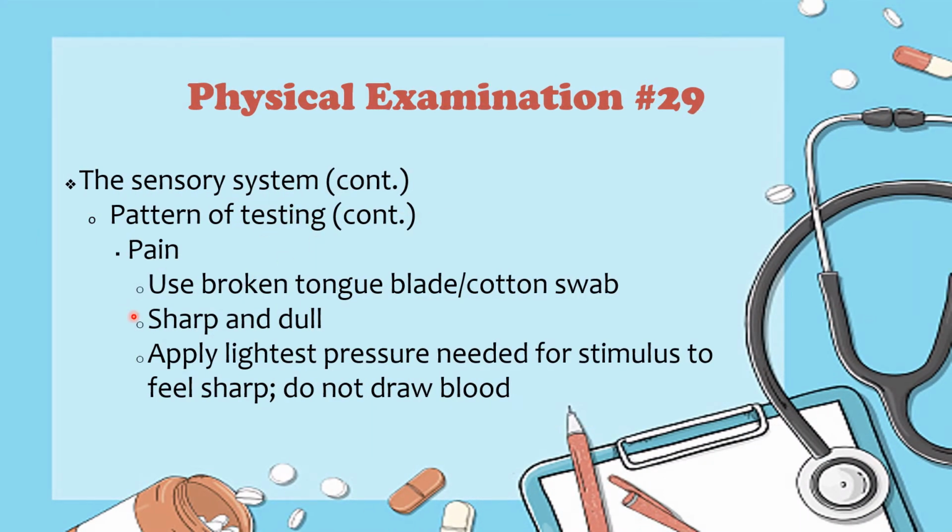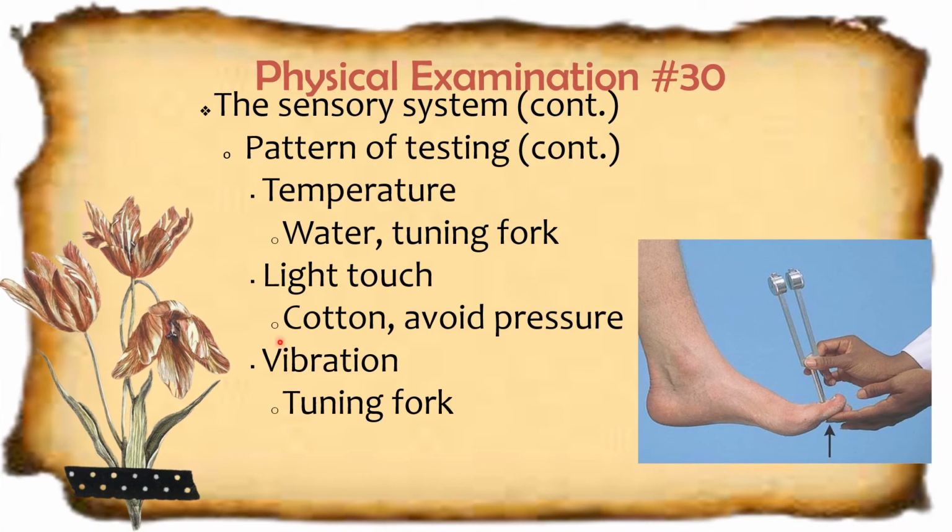To assess for pain or patterns of pain, you can use a broken tongue blade to test for sharp and a cotton swab for dull. You can apply the lightest pressure needed for the stimulus to feel sharp, and of course, do not draw blood. Testing is often omitted if the pain sensation is normal.